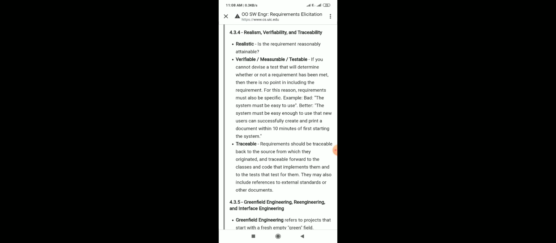And the last point is Greenfield Engineering, Re-engineering and Interface Engineering. What do you mean by Greenfield Engineering? The development starts from scratch. No prior system exists, so the requirements are extracted from the users and the client. It refers to projects that start with a fresh, empty greenfield. Questions are asked from these portions.